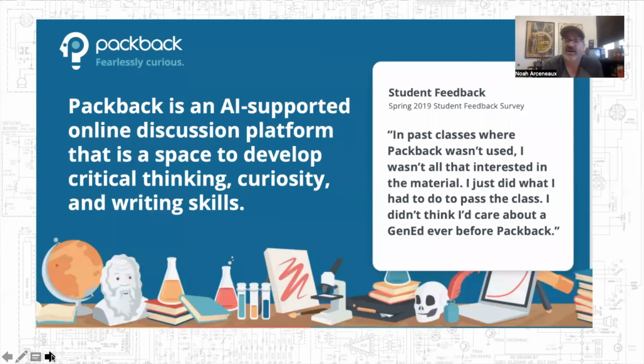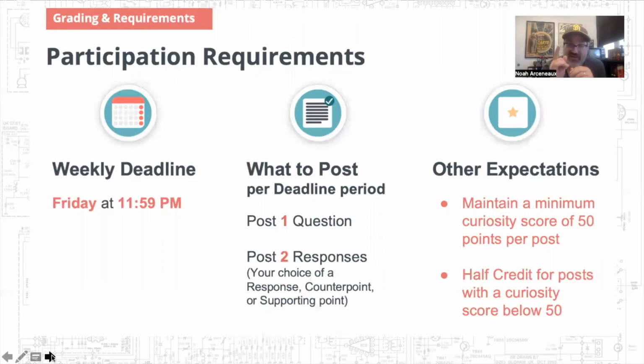All right, Packback. It's artificial intelligence supported, and it actually does grade and rate your question. You can't just write a very simple yes or no question. You're going to post a question every week, a question for your classmates, and it will evaluate how good of a question that is. It will give you feedback to help you write a better question. You need to ask 1 question each week, and then 2 responses. The deadline is Friday at 11:59. Deadline for everything is Friday, 11:59.